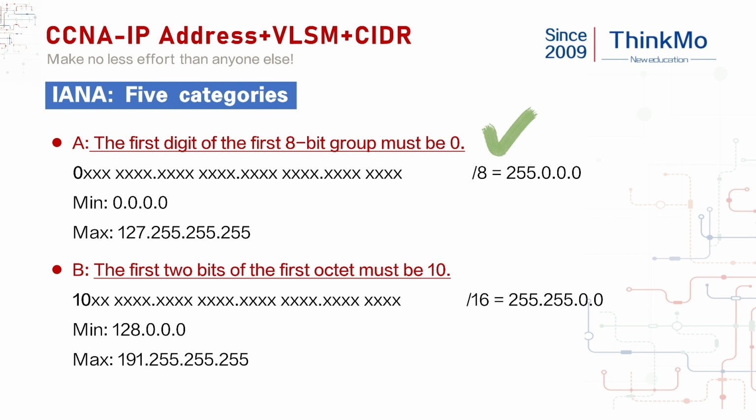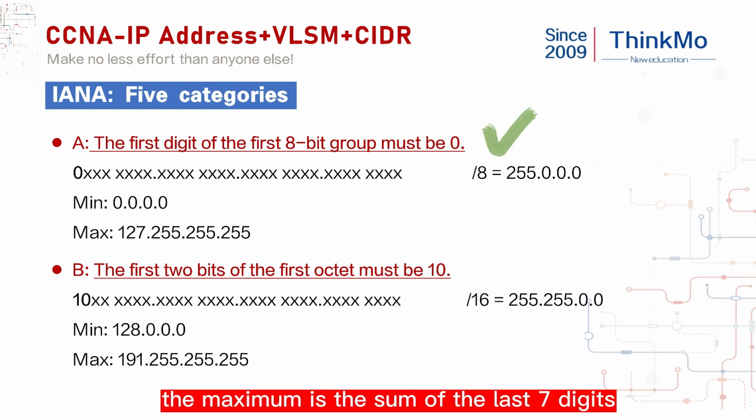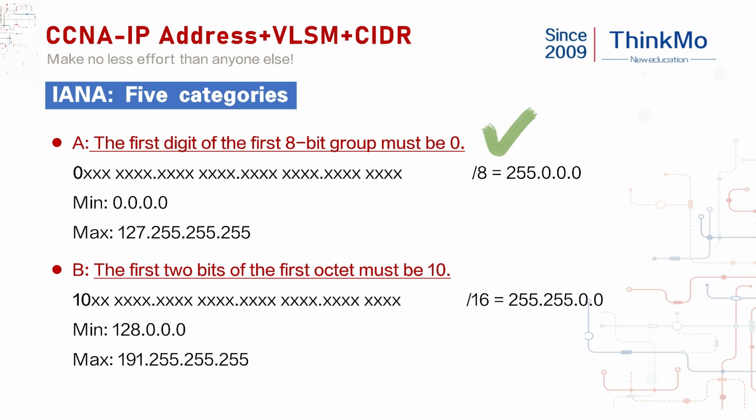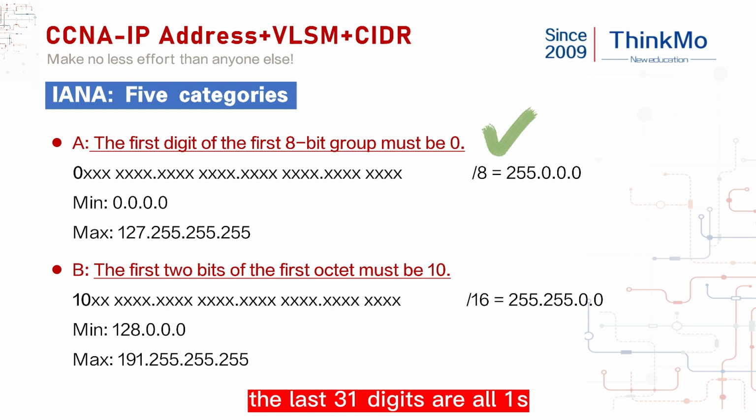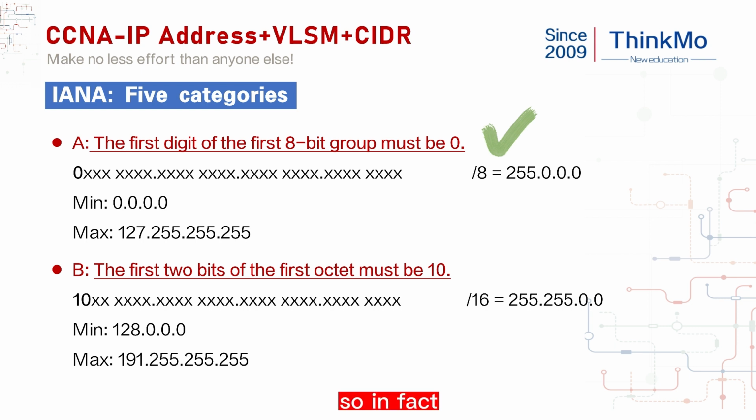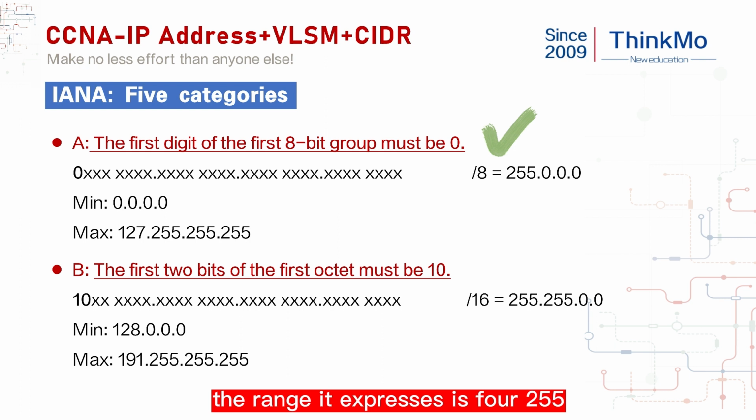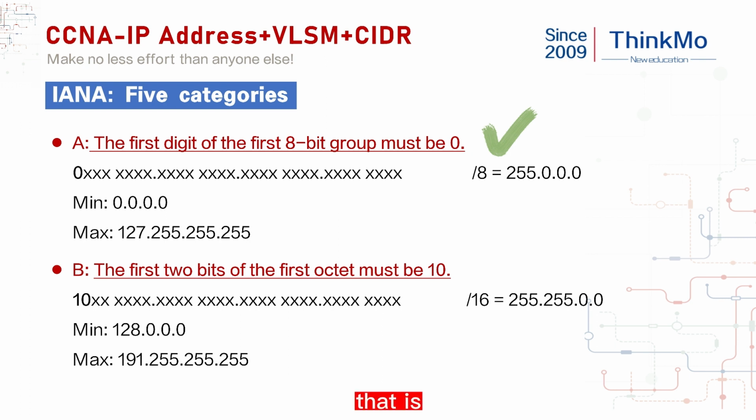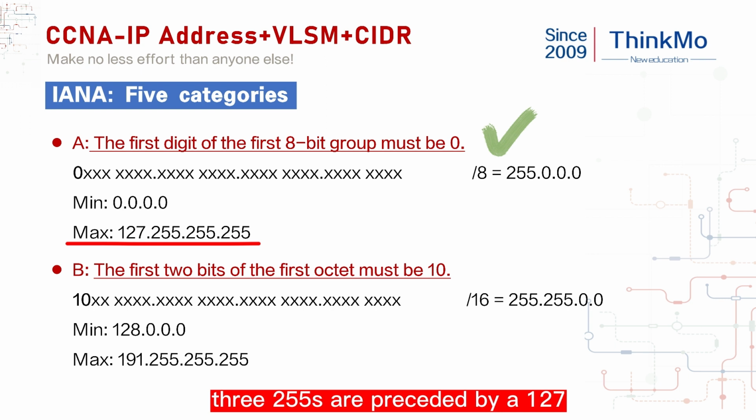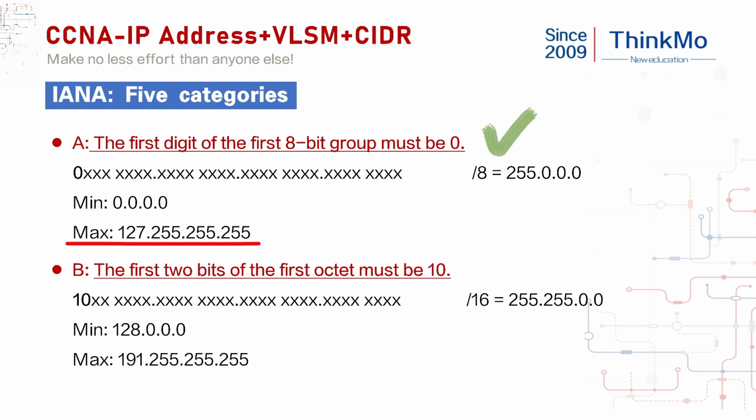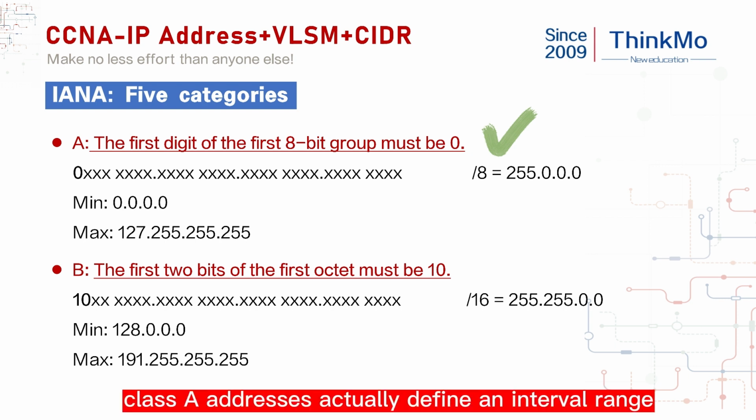In fact, the maximum first octet is the sum of the last 7 digits, 127. There is no restriction on the rear digits. The last 31 digits are all 1s. Except for the first octet being special, the rest is 255. So the range it expresses is 127.255.255.255, a 127 followed by three 255s. So you will find Class A addresses actually define an interval range.